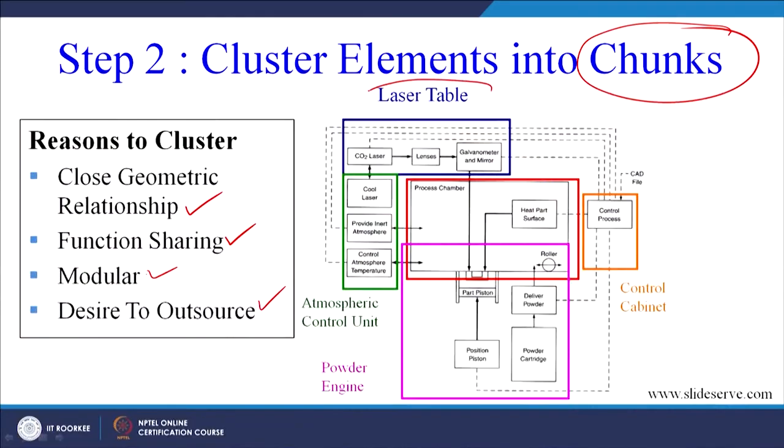Now let us see what the chunks are. One is the laser table. Another one is the atmospheric control unit, which controls the atmosphere temperature, provides the inert atmosphere, and cools the laser. So this is the atmospheric control unit, one chunk shown by green color. Another chunk, shown by blue color here, has the CO2 laser, the lenses, the galvanometer and the mirror. So this is the laser table. Then there is the control cabinet, this is the third.